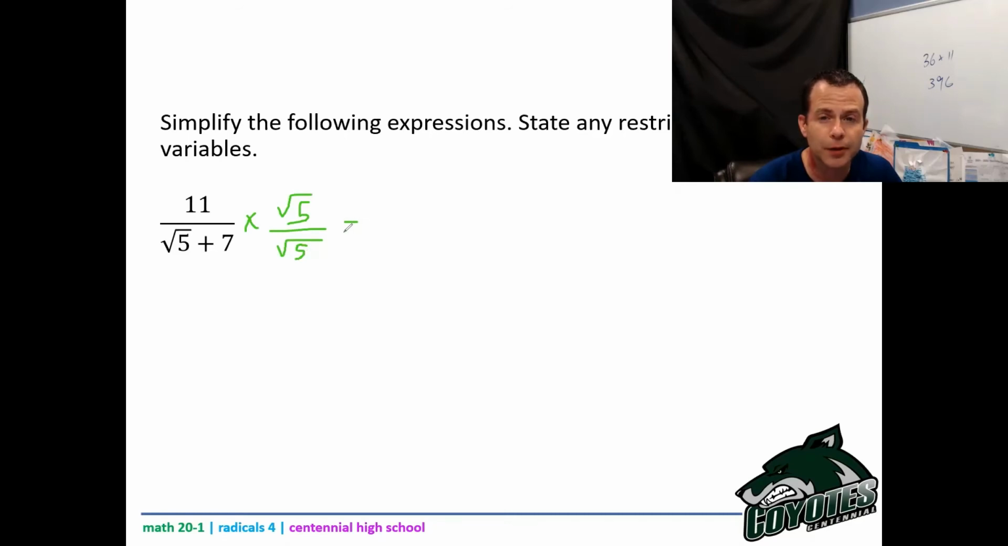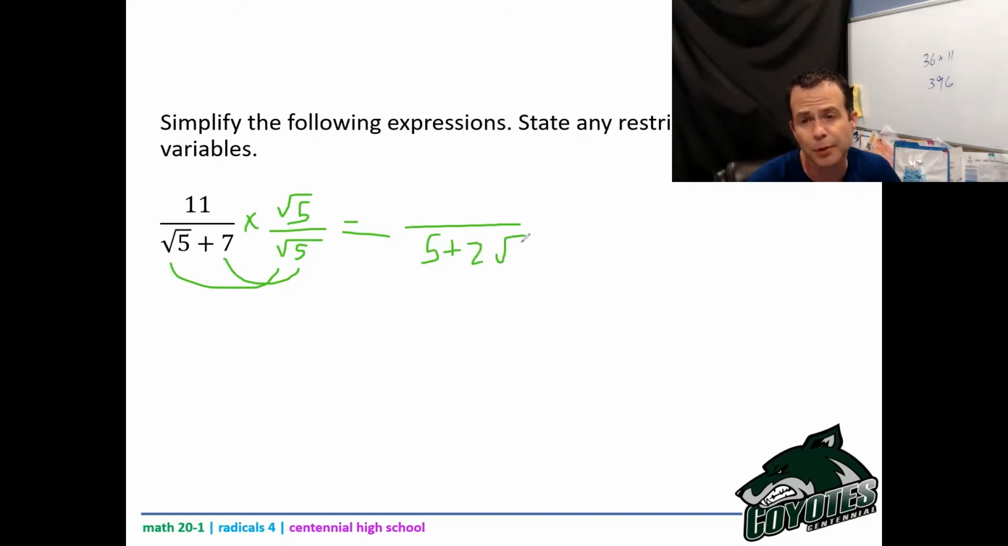What would I end up with on the bottom? Well, root 5 times root 5, that's beautiful. That's 5, right? But then I also have to go 7 times root 5, and that would give me 7 root 5. Remember, the whole purpose of rationalizing the denominator is to get rid of the radical in the denominator. I didn't get rid of the radical in the denominator. All I did was move it to the other term. So some of you may look at that and say, okay, let's just multiply by root 5 over root 5 again. Sure, but it's just going to go back to the first term. So that's not going to work.